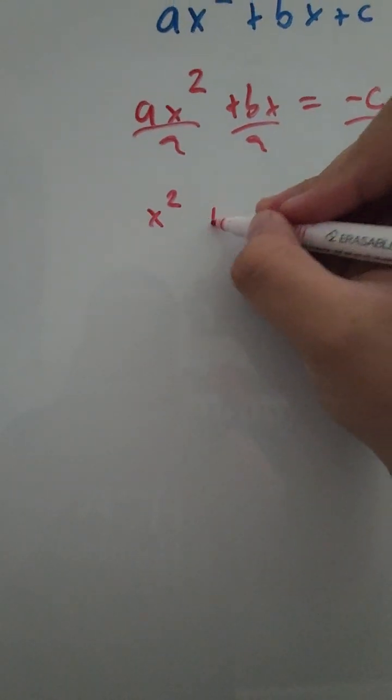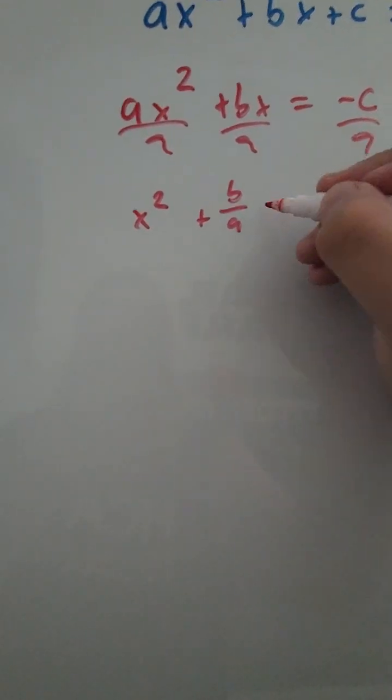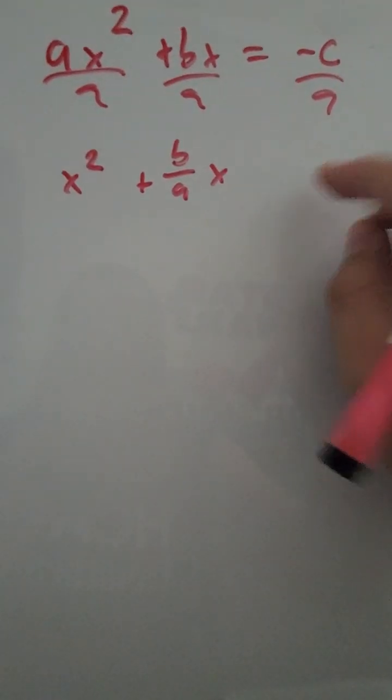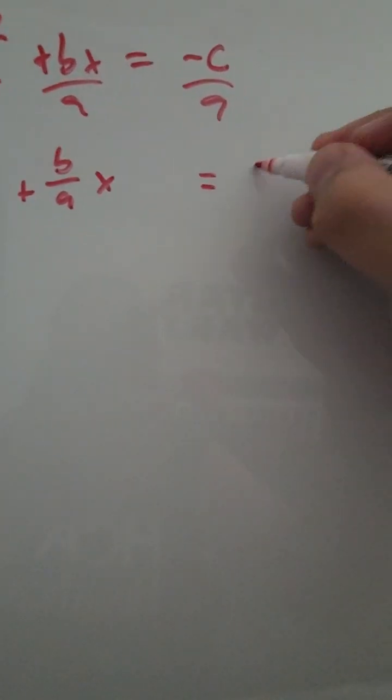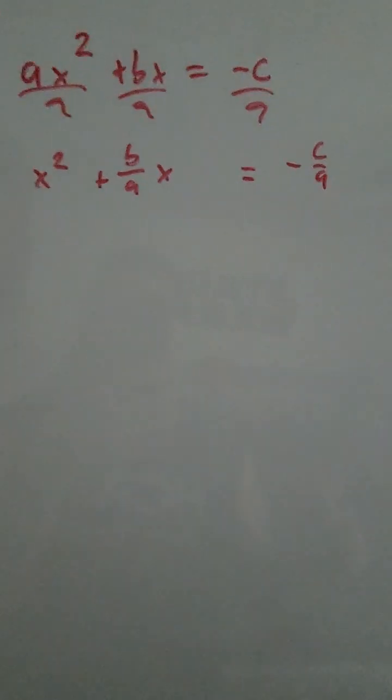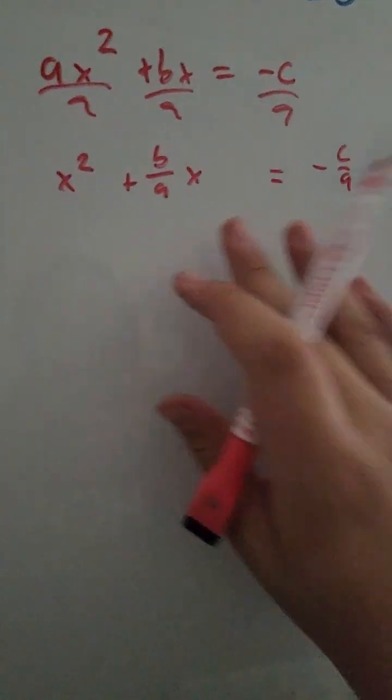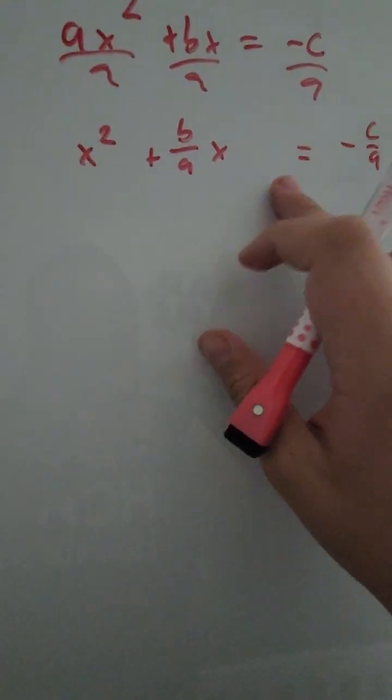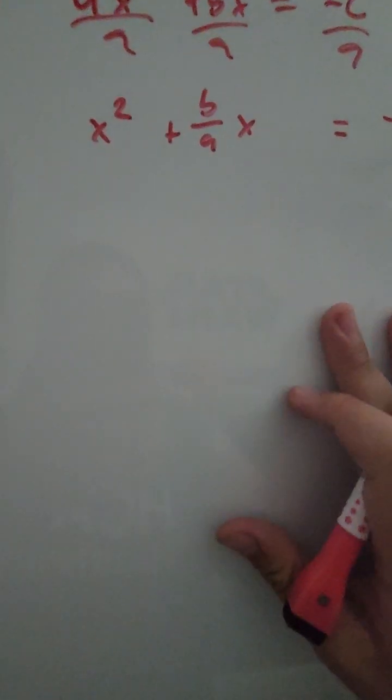x squared plus b over a x. We're going to leave a little bit of space here, you'll see why. And then that will be negative c over a. Pretty simple. Now what we can do is complete the square, and we can find what goes here and what goes here. We can make a complete square.